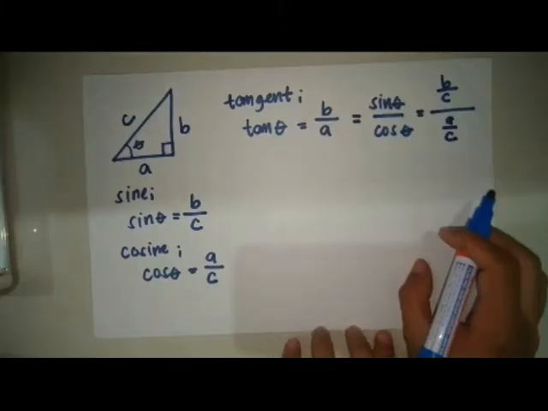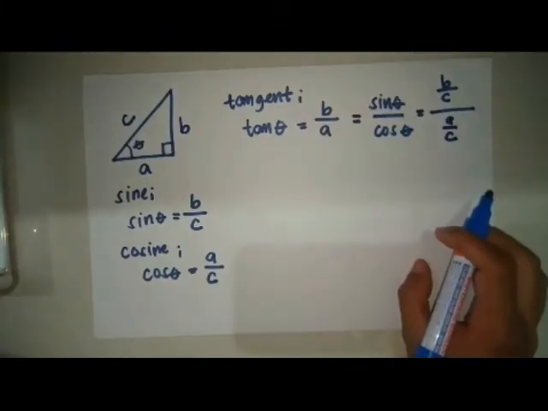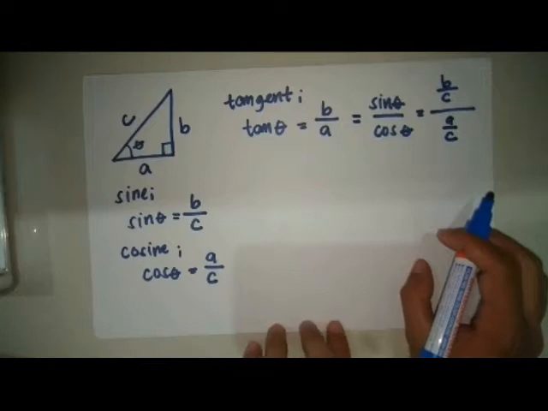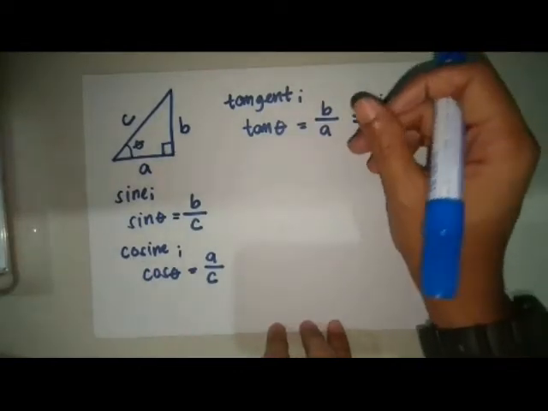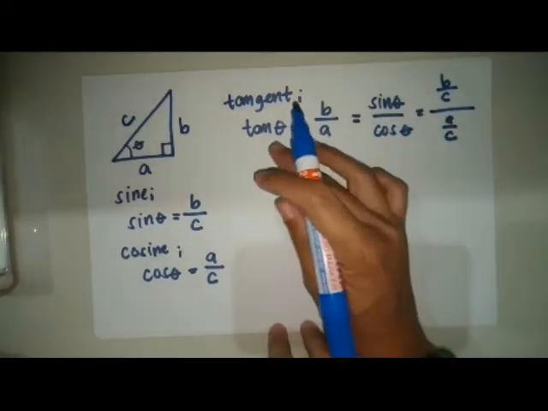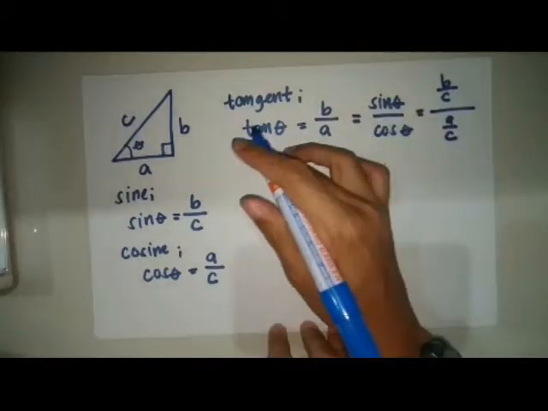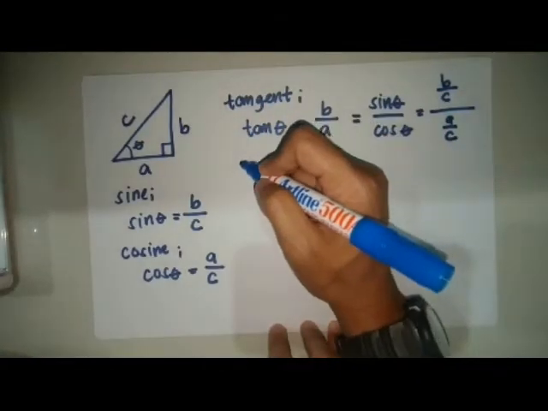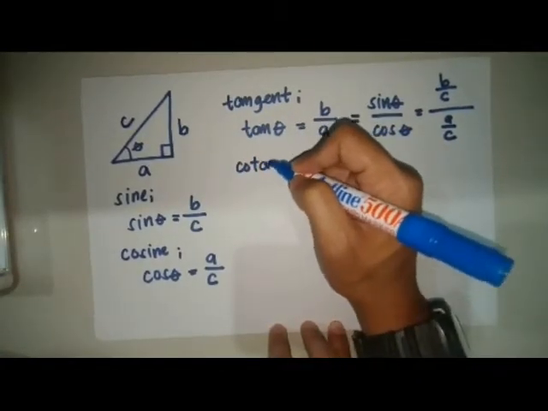So let's proceed to the next three. Yung susunod na tatlo is yung tinatawag natin na reciprocal function. So yung mga reciprocal function is just the reciprocal of these three major trigonometric functions. So let's proceed to the reciprocal of tangent. So pag sinabi natin reciprocal of tangent, yun ang tinatawag natin na cotangent.